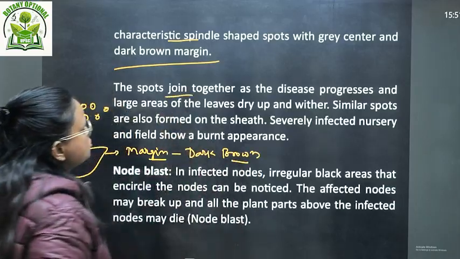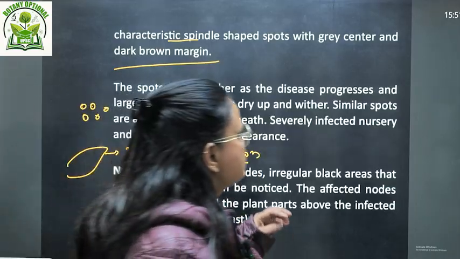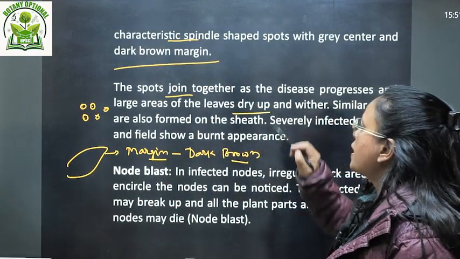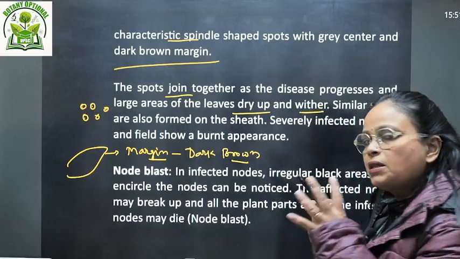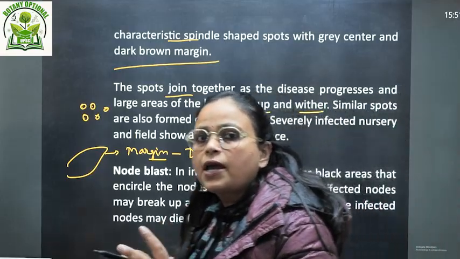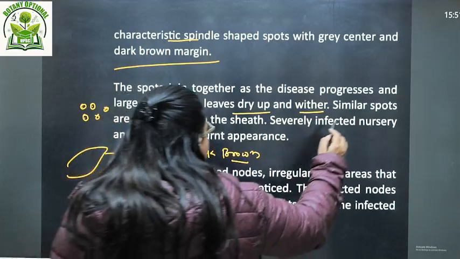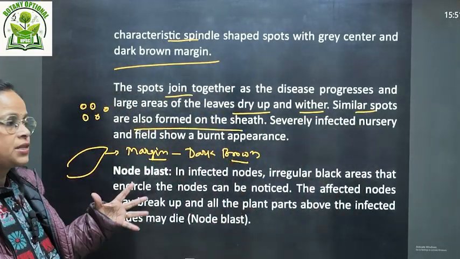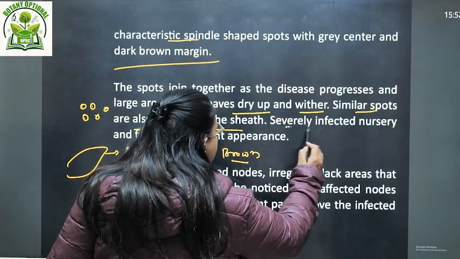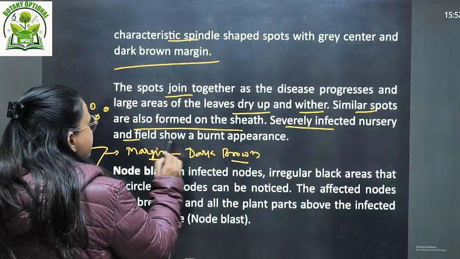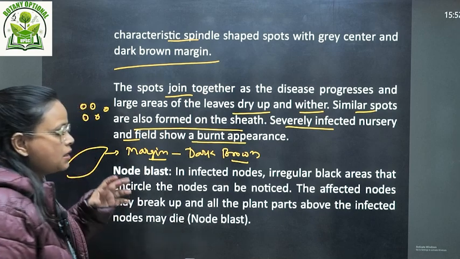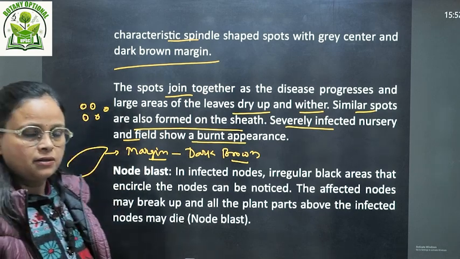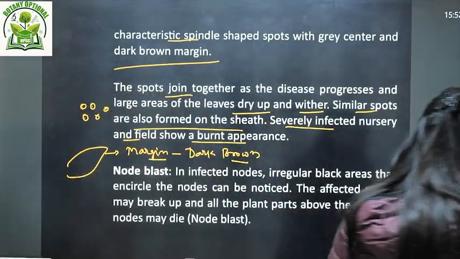The spots join together as the disease progresses, and large areas of the leaves dry up and wither. It does not look normal, getting infected, and similar spots are also found on the leaf sheath. Now severely infected nursery and field show a burnt appearance. How will the plant look? It would look like a burn. It will look burnt.